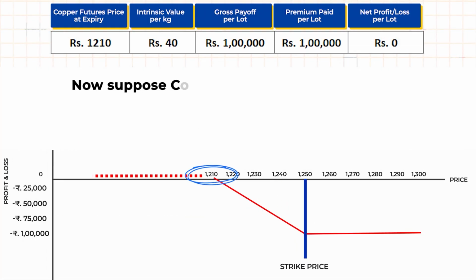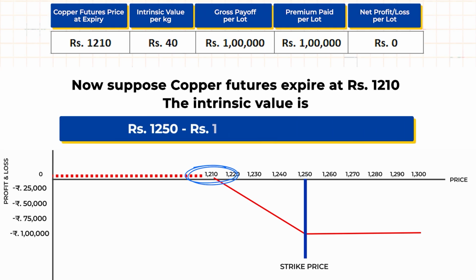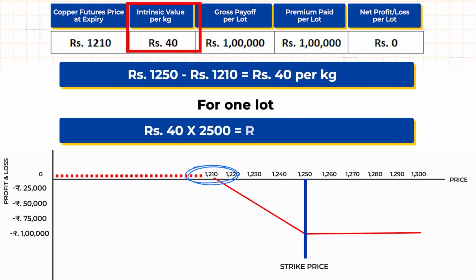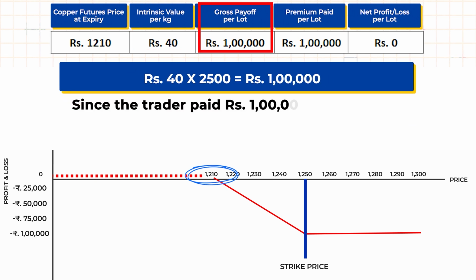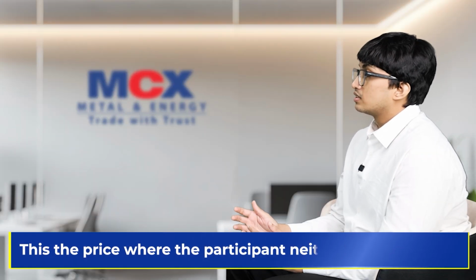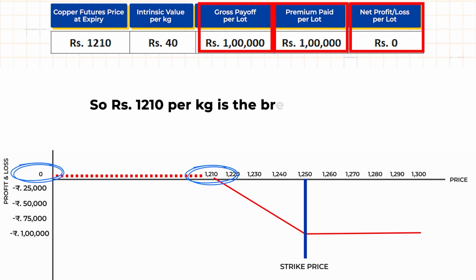Now suppose copper futures expire at Rs 1210. The intrinsic value is 1250 minus Rs 1210 equal to Rs 40 per kg. For one lot, Rs 40 into 2500 equal to Rs 1 lakh. Since the trader paid Rs 1 lakh as premium, the net profit or loss is zero. Okay, this is the price where the participant neither makes a profit nor a loss. Correct. So Rs 1210 per kg is the break-even point.